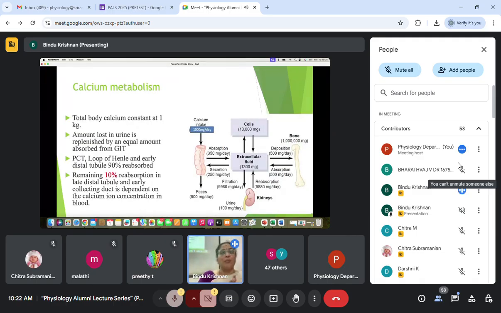Moving on to the calcium metabolism very briefly, we know that the total body calcium is kept constant at 1 kilo, of which 99% is present in the bones.